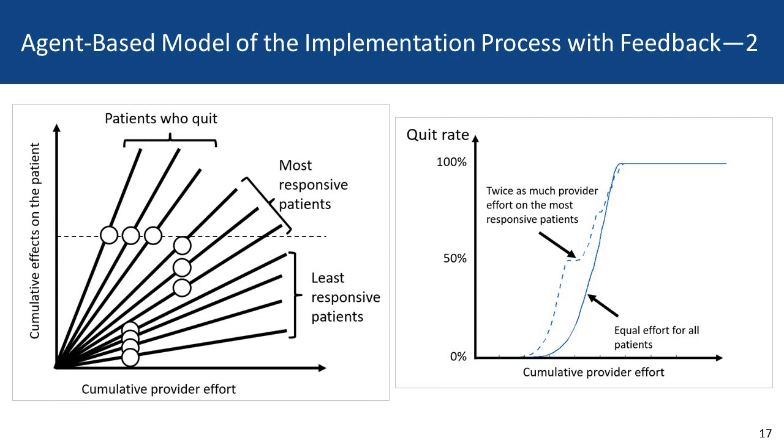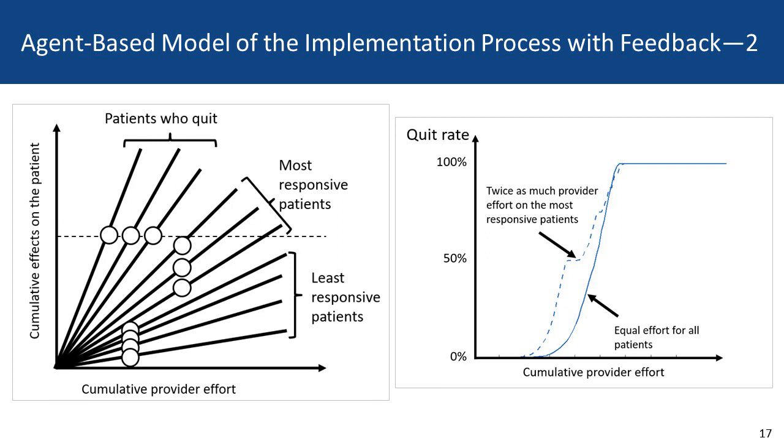Next, we look at the 2 groups of remaining patients who have not yet quit. The ones with the highest slopes are the ones who are most responsive to provider effort. And then there are those who are least responsive, who have lower slopes. You can see here in the plot on the left side that the provider has provided twice as much effort towards the more responsive patients compared to the least responsive patients.